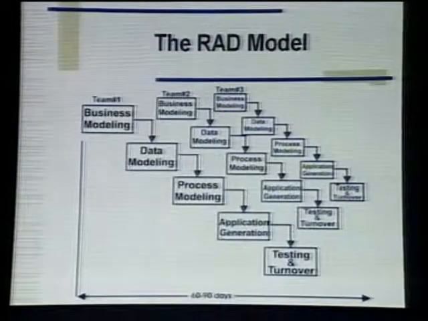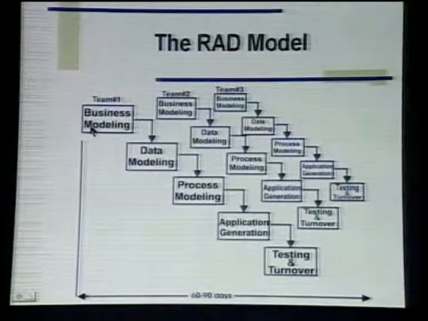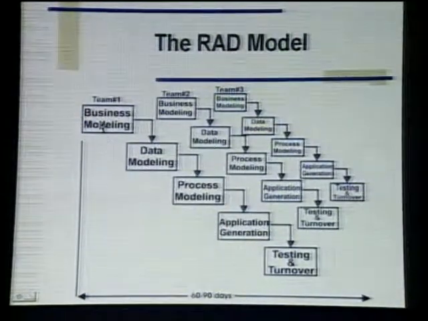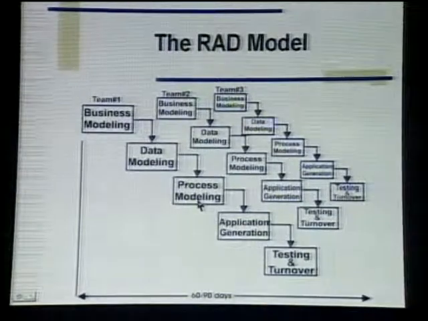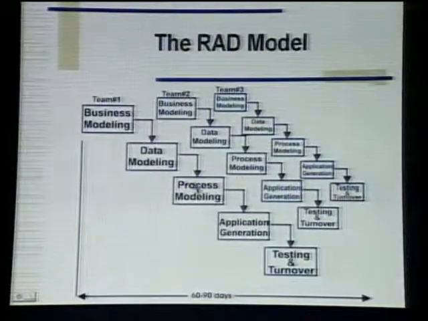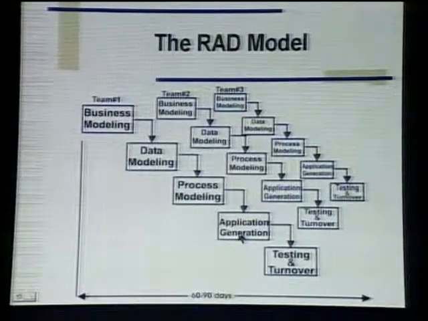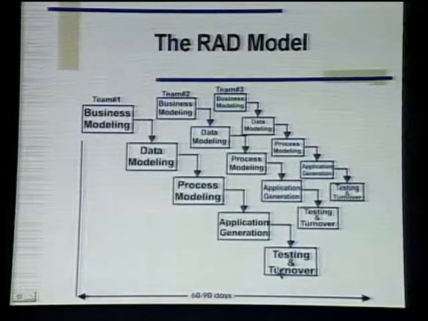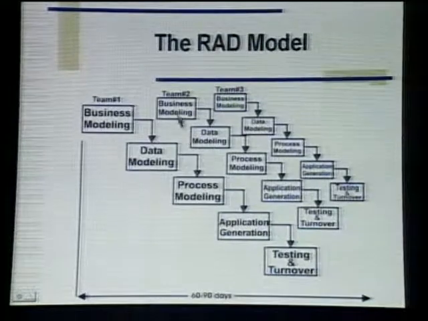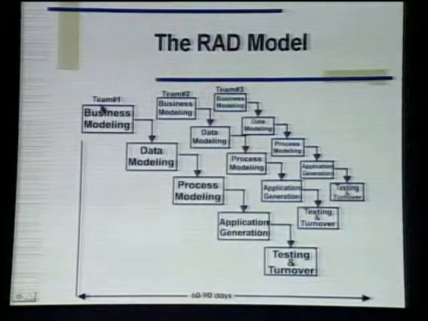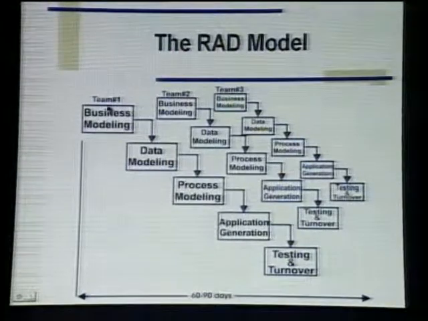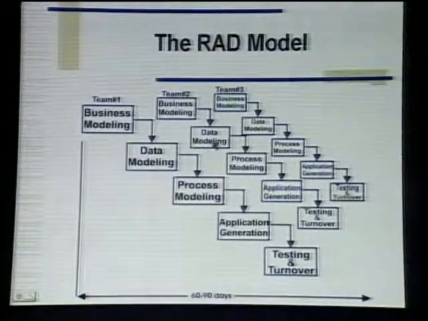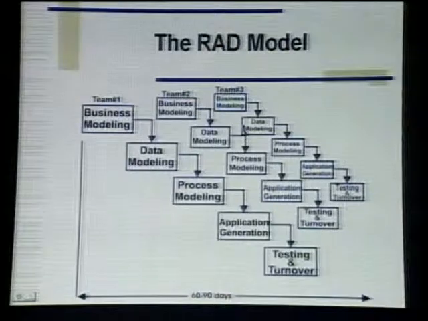As you can see, the basic steps of the RAD model: the first step is we do the business modeling. The next is data modeling, process modeling, application generation, testing, and turnover. You can see that we have mentioned on that diagram there are more than one team working on the software, and each team follows the same steps.